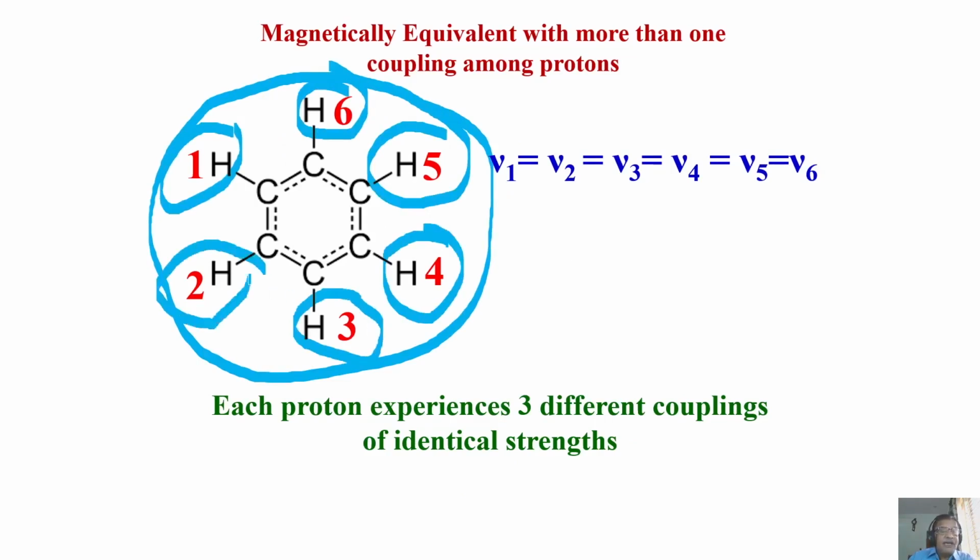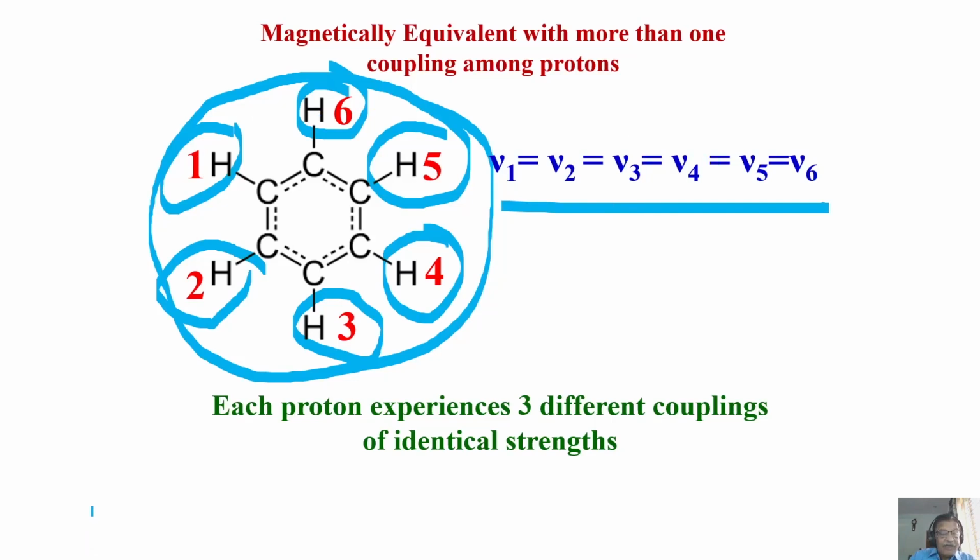And if you take the benzene proton NMR, or even carbon-13 NMR, it does not matter, you get a single peak. Only one peak. That means the chemical shifts are the same: nu1 equal to nu2, equal to nu3, nu4, nu5, and nu6. All chemical shifts are the same.